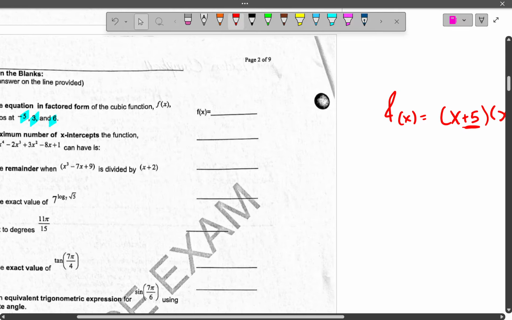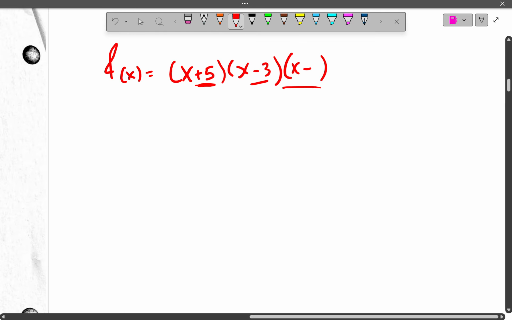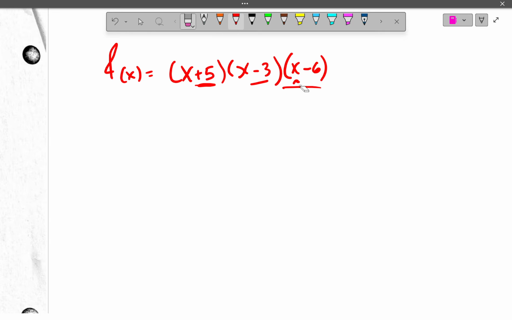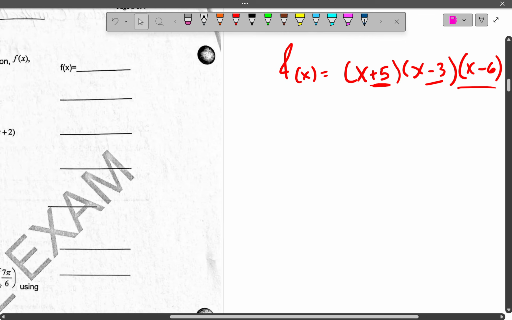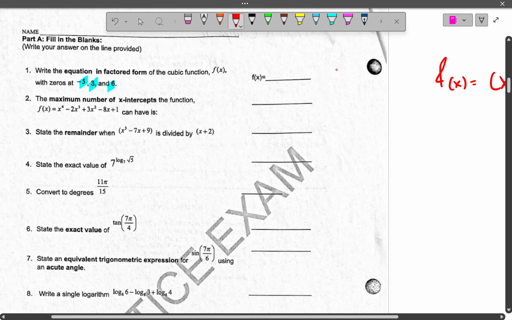And then for the last one, we have 6. So I'm going to have x minus 6, because when I again have 6 minus 6, this last factor becomes 0. So this would be our answer here. There's not enough space to write it in this spot, but that would be our answer for number 1.